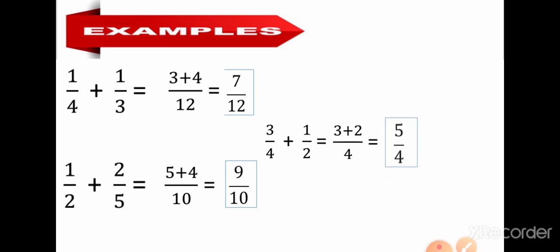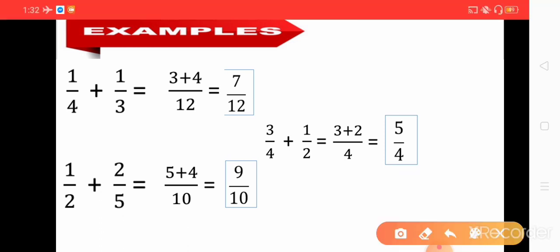So 5 over 4. But improper fraction ulit siya. Anong gagawin? I-divide. So 5 divided by 4. So ilang 4 magagawa sa 5? Isa. Then 1 times 4 will give you 4. 5 minus 4 will give you 1.